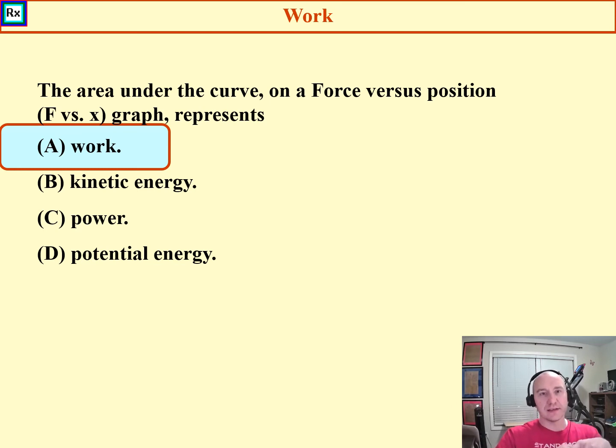Now the cool thing about this is if you have a changing force, a force that increases and decreases, then the area is still going to be equal to the work. You can't just take force times distance when you have a changing force, but if you plot it on a curve and then take the area of that curve, what we call the integral of a force versus position graph, a force versus distance graph, that will give you work. That gives you the amount of energy that is being transferred in that scenario.